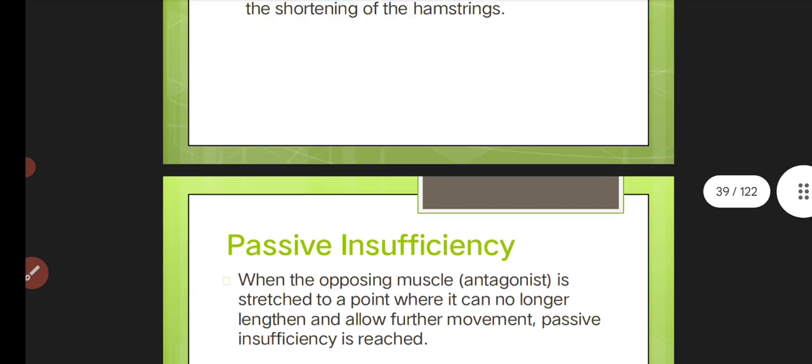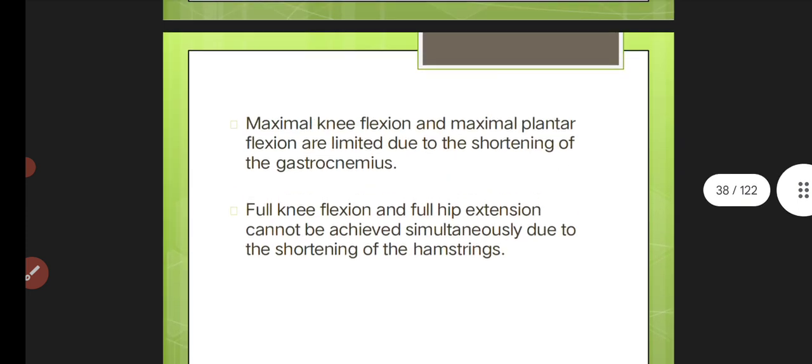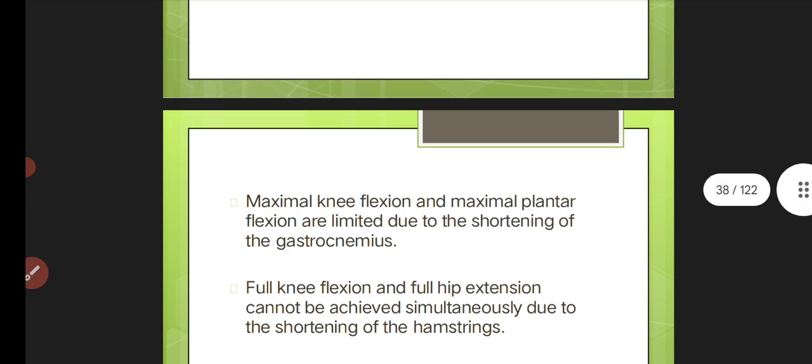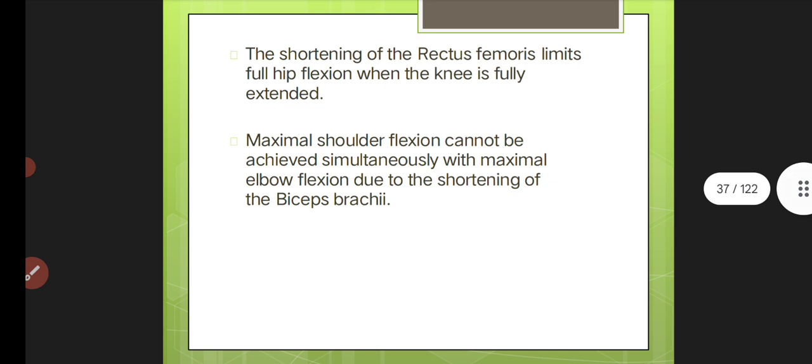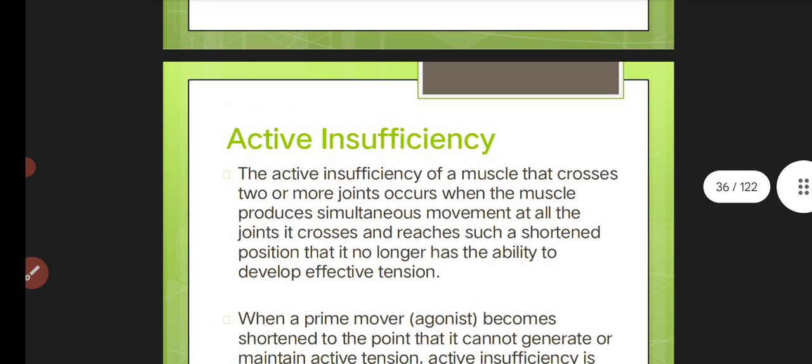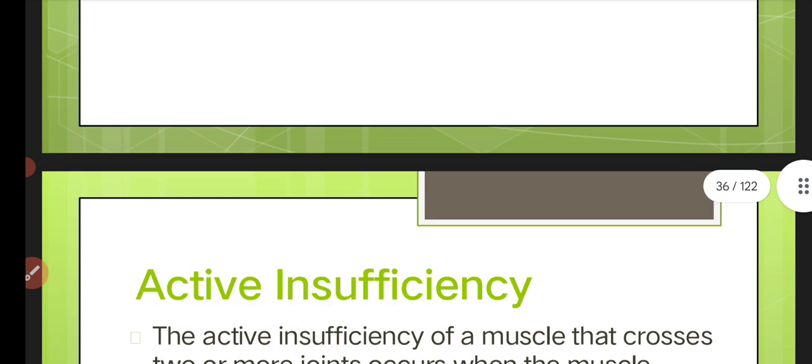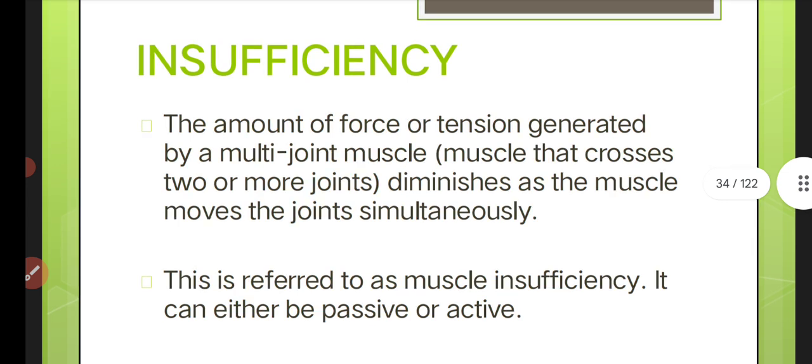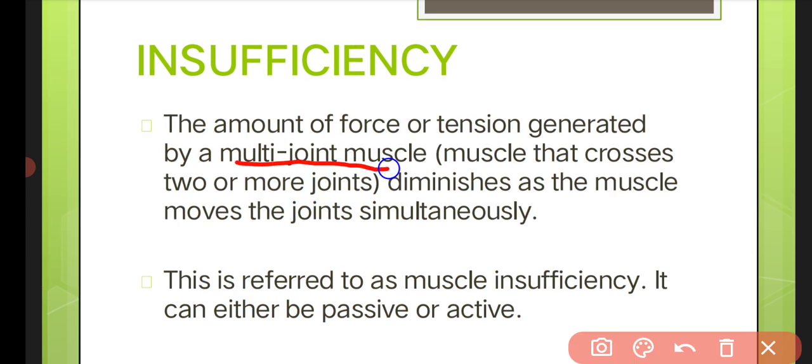Similarly, maximal knee flexion and maximal plantar flexion are also limited due to shortening of the gastrocnemius muscle. Full knee flexion and full hip extension cannot be achieved simultaneously due to shortening of the hamstring. Hamstring, gastrocnemius, biceps brachii, rectus femoris: these are all multi-joint muscles.